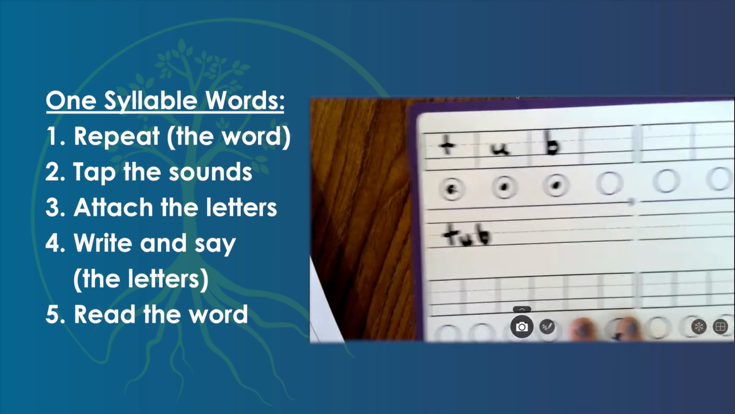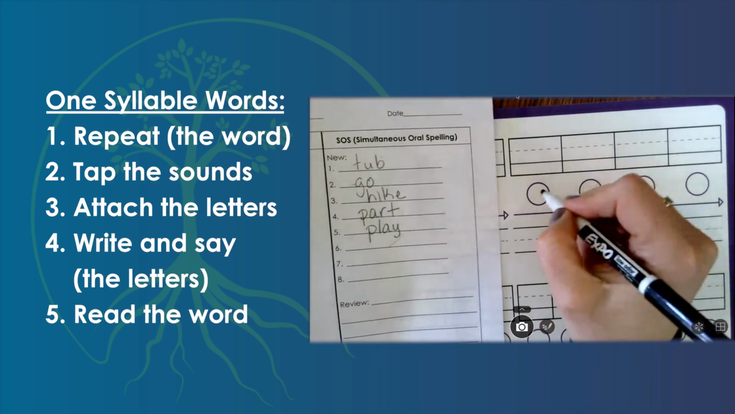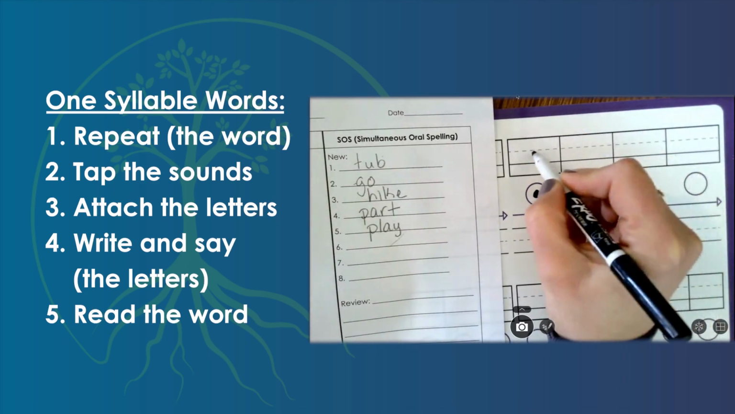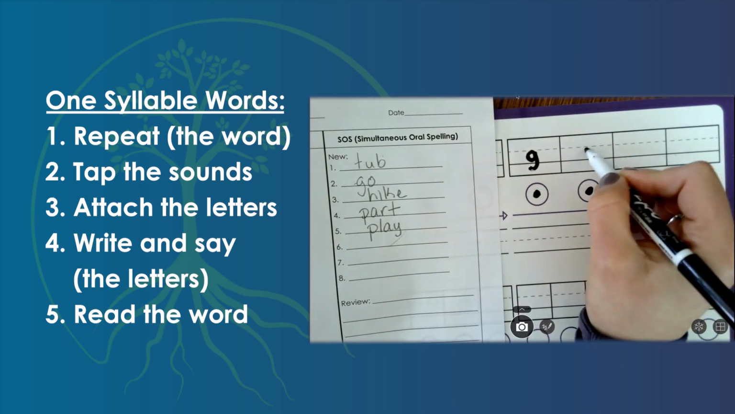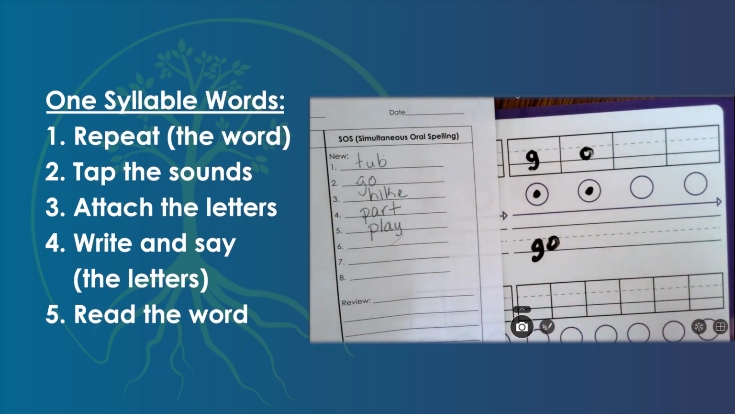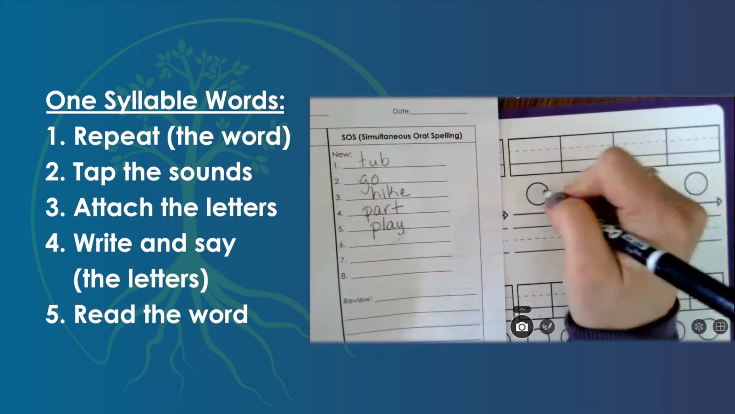So let's do another word. Let's do the word go. So go, what sounds do we hear in go? G, O. What spells G? G. What spells O? O. All right, write and say G, O, go. Let's do another word. Let's do hike.